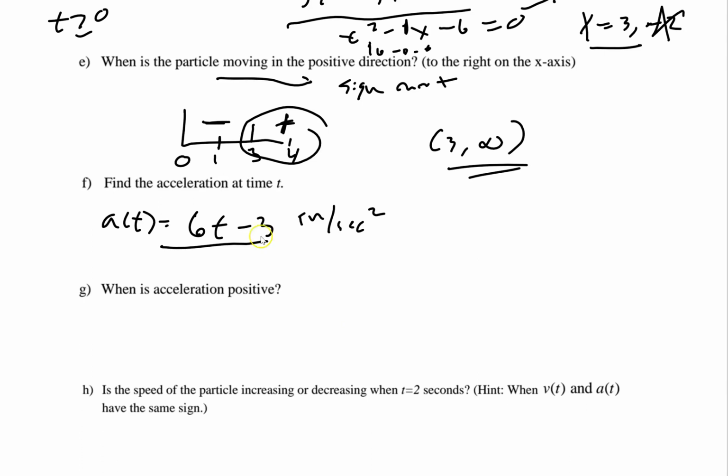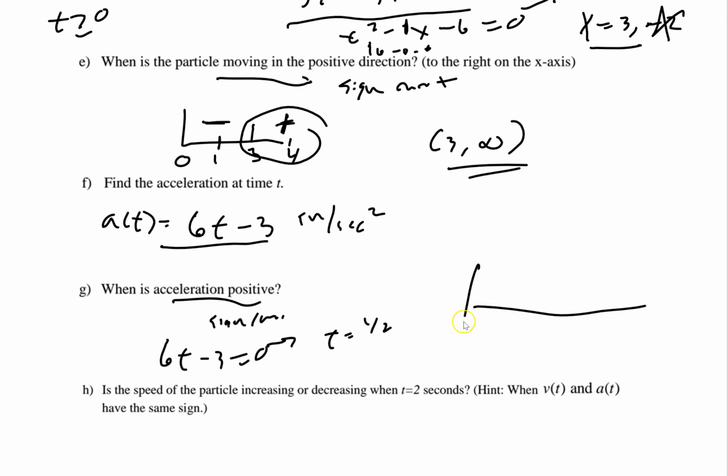When is acceleration positive? So again, that's from positive to negative. That's a sign chart. So let's find our critical points. I get t equals 1/2. So we have one critical point. We start at 0, and we have one critical point at 1/2. Pick a test point and plug into the derivative. So let's say I plug in 1/4.